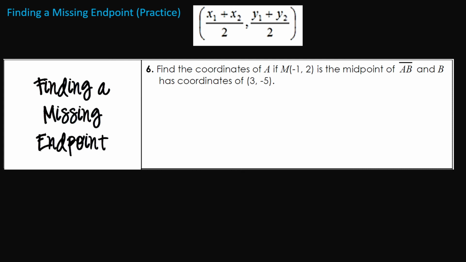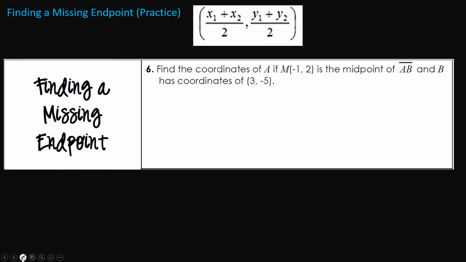Right, we're going to apply the midpoint formula in a different way to find a missing endpoint. I've included the midpoint formula up above for reference. So number 6 says we need to find the coordinates of A if M is at negative 1, positive 2, and it's the midpoint of segment AB, and B has the coordinates of 3, negative 5.